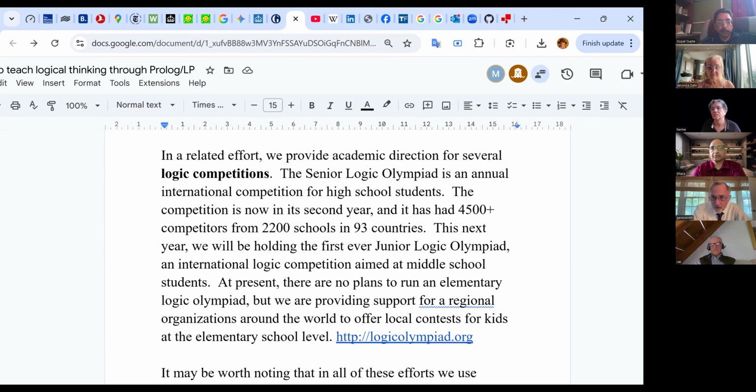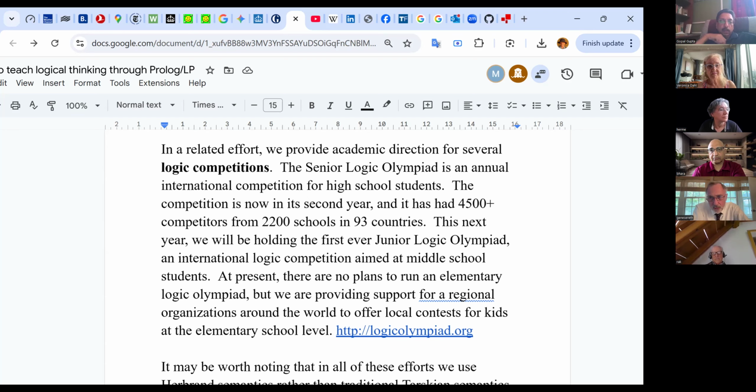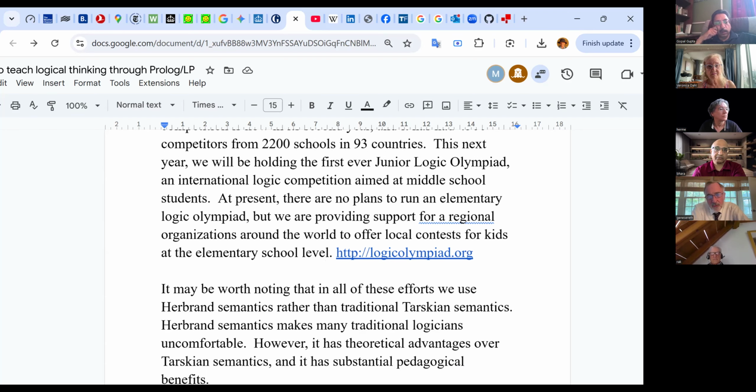It's growing reasonably well. This year we expect to see much bigger growth because of the outreach that we've had. So far we've had some 4,500 participants, but that's an order of magnitude fewer than what we expect in the year or two to come. Next year there will be a Junior Logic Olympiad, which is for middle school students. So similar idea, international, but for middle school students. There are no plans to do an elementary school Olympiad, but we do have interest from regional partners in offering local contests, and so we're providing support for those. Okay, so those are the activities that are underway right now.